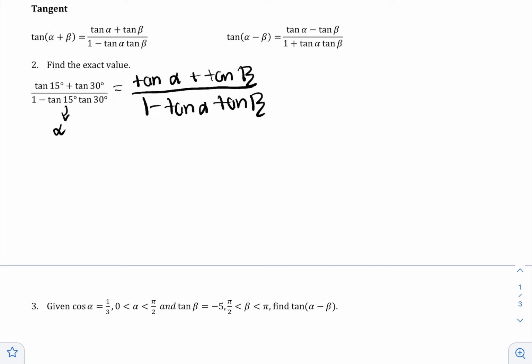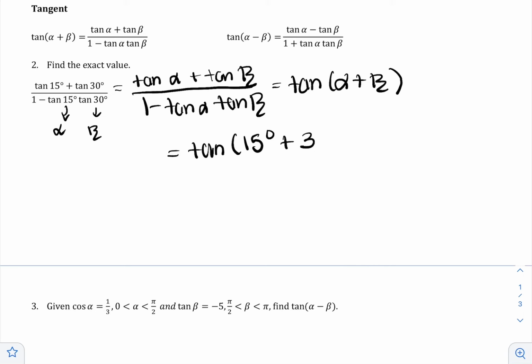So 15 degrees is alpha, 30 degrees is beta. So this is equal to the sum formula of tangent. So I'm going to replace the angles. I have the tangent of 15 degrees plus 30 degrees. This is equal to the tangent of 45, which is equal to 1. There we go. Again, this question is really about knowing that it was the formula that was represented there.